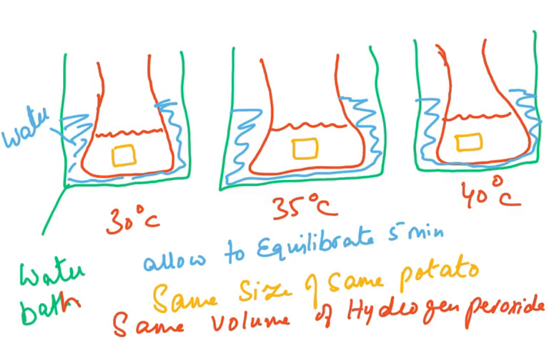Then you give time for equilibration time, which I've talked about many times in many papers, is allow time for the hydrogen peroxide to come to that temperature before you add the potato. In fact, the potato and the hydrogen peroxide should be at the same temperature. So you should have kept them separately so that they achieve the same temperature. Then same volume of hydrogen peroxide. Are you going to add 5 cm cube or 6 cm cube or 7 or 8 or 10? So same volume and same concentration of hydrogen peroxide. Then measuring cylinder full of water each time.